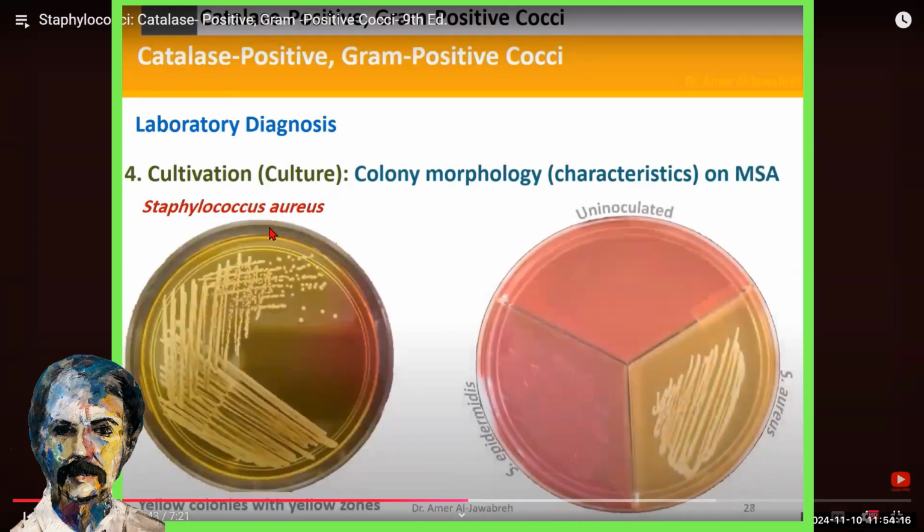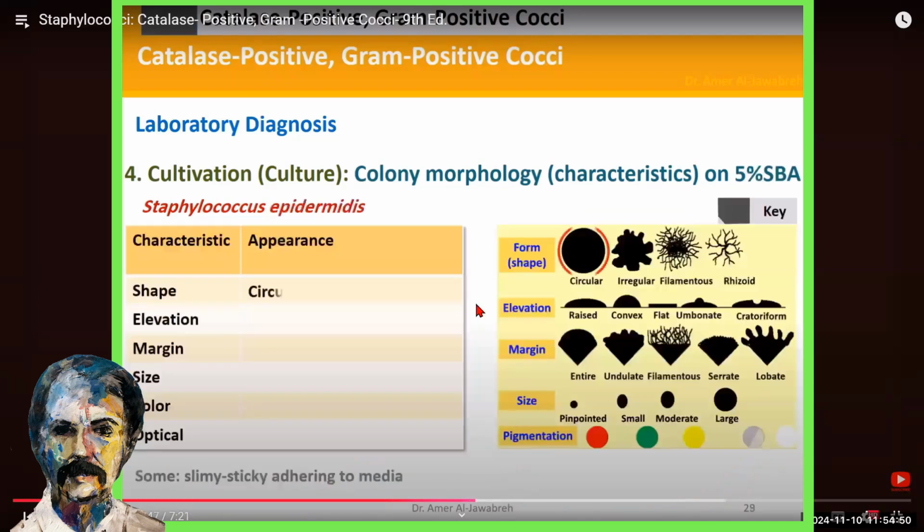This is how it looks, Staph aureus on MSA. See, there are still traces of red from the original color of the plate, but here it's yellow. Here is yellow. Here there's no growth, and there is growth without yellow, still red. This is aureus. This is epidermidis. This is uninoculated. Let's go to the epidermidis.